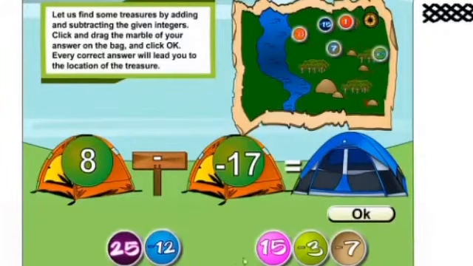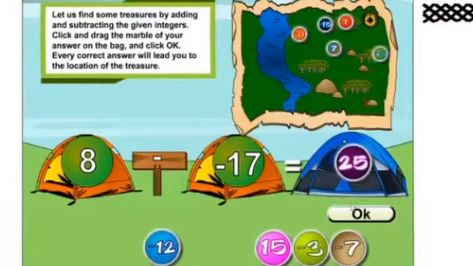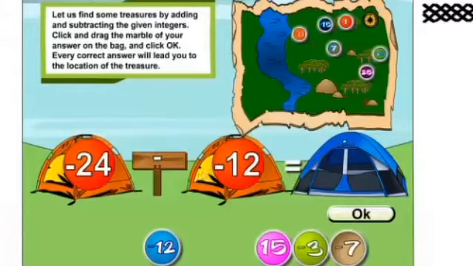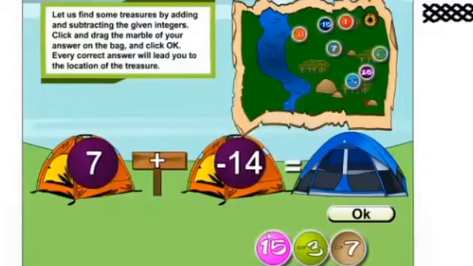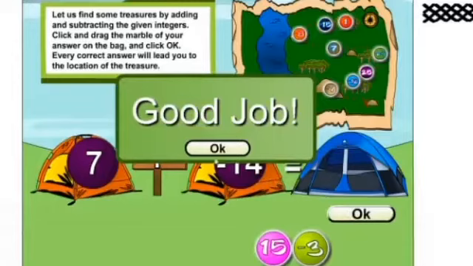Very good. 8 minus negative 17. So you have to change negative 17 to positive. It becomes positive 25. Very good. Negative 24 minus negative 12. It's negative 12. Very good. 7 plus negative 14. What's the difference? Negative 7. Is it correct? Good job.